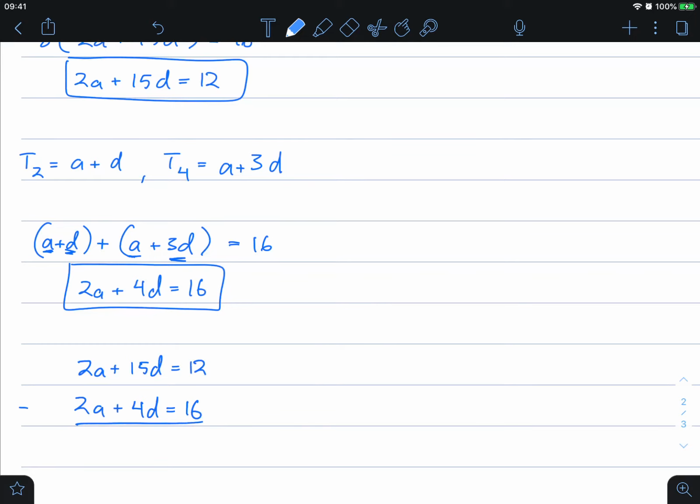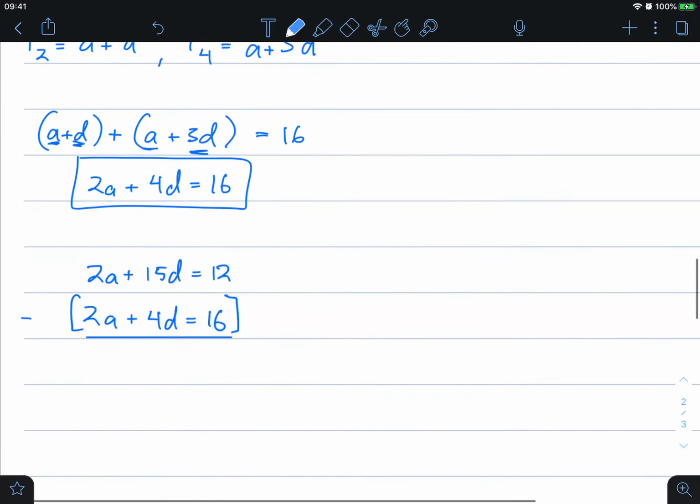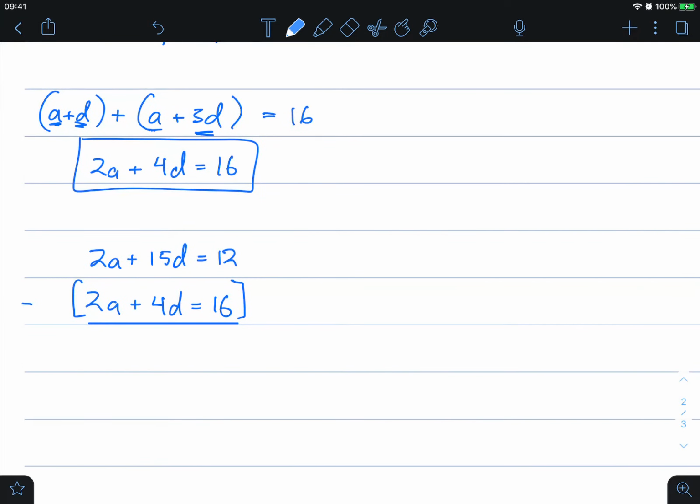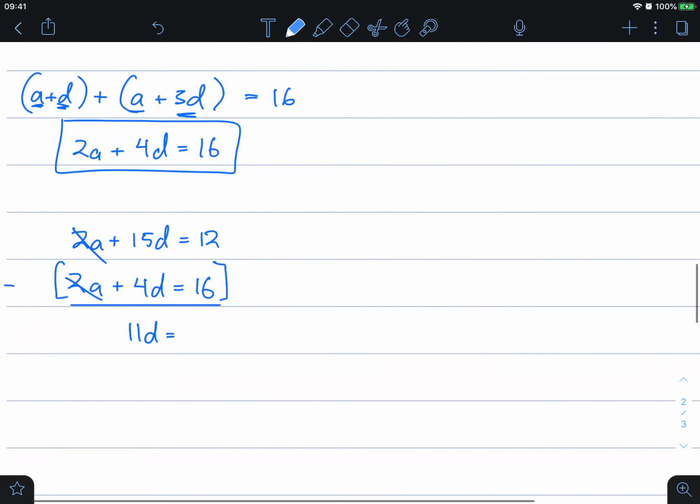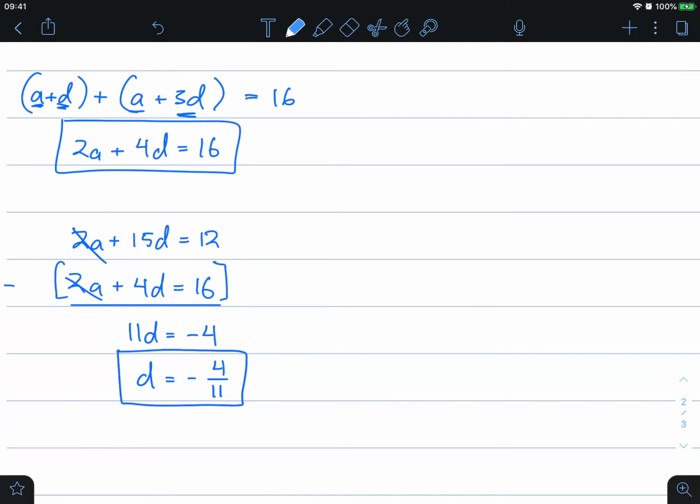We're going to minus these two to eliminate one of the terms. 2a take away 2a, that cancels. 15 take away 4 is 11d. 12 take away 16 is negative 4. Dividing both sides by 11, we get negative 4 over 11, and that is our common difference.